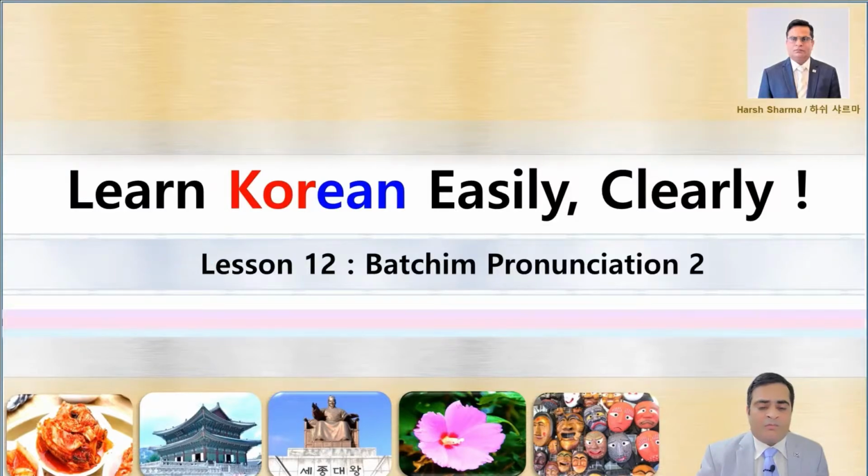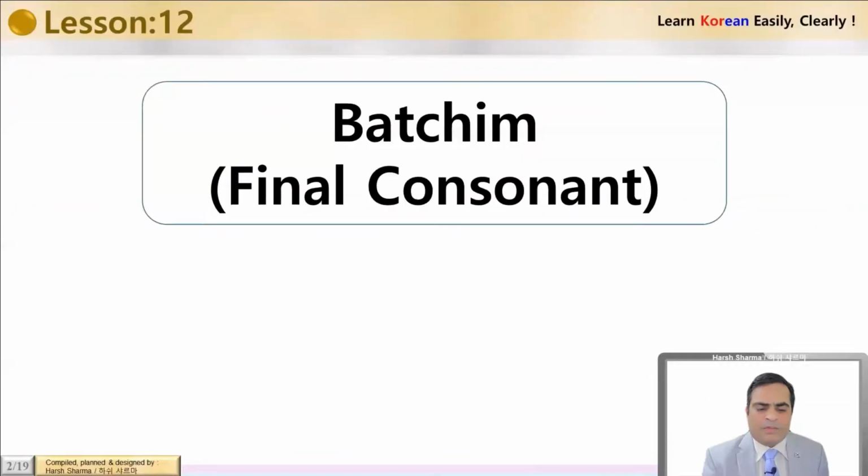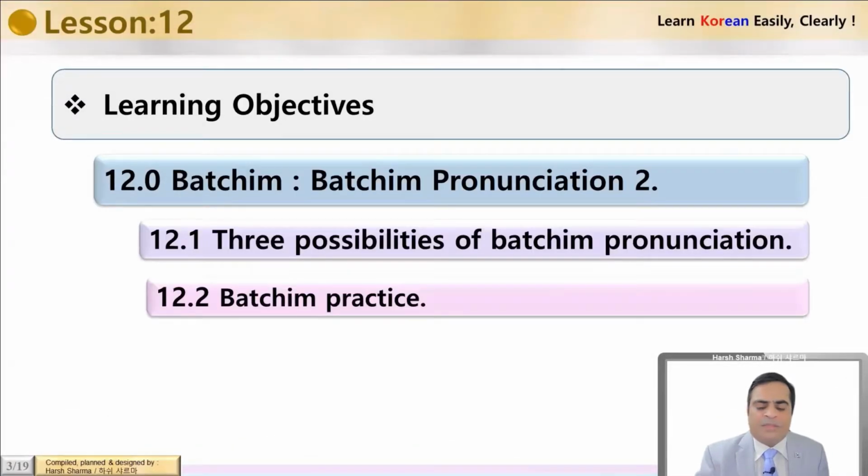If we do the wrap up of lesson 11, we have started learning Batchim, and we have seen there are three categories, three families: K family, P family, and T family. So in this lesson, we will continue learning in more detail the Batchim final consonant. The learning objective of this unit is three possibilities of Batchim pronunciation, and we will do some word practice.